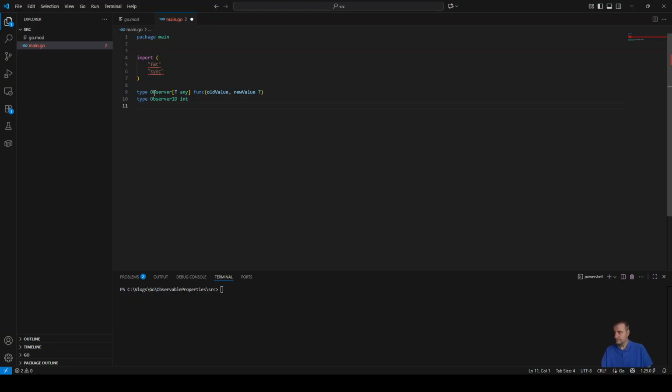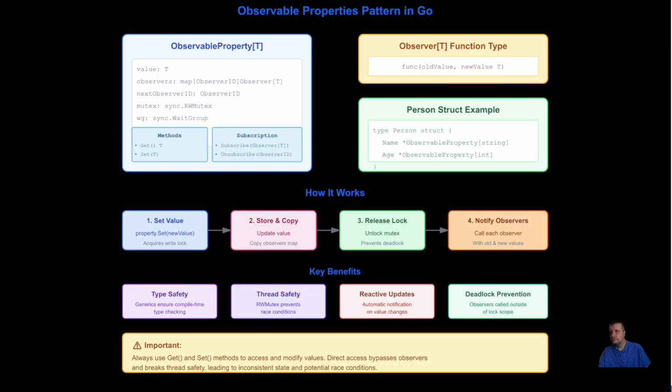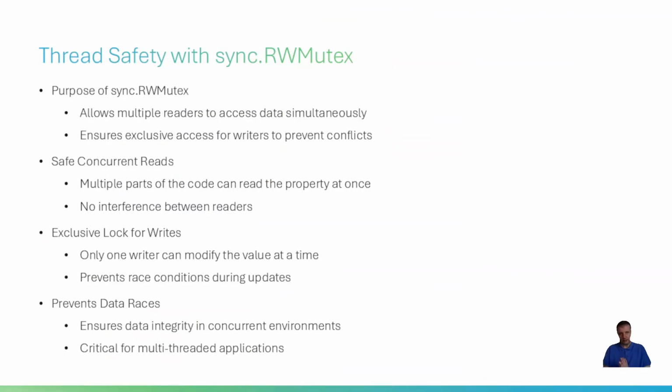Let's go back to the presentation. Before we implement our observable property, we will discuss the read-write mutex. Normally speaking, there is also a plain mutex in sync. It locks part of the code for writing and for reading. Only one thread can write and read at the same time. That is not very convenient in many cases.